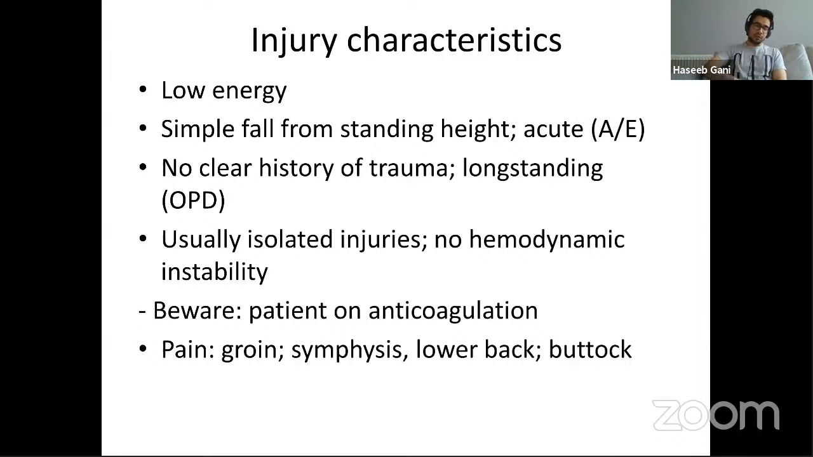But you should be aware of the occasional patient who will be on long-term anticoagulation of some kind, and they can bleed. This should be taken care of.